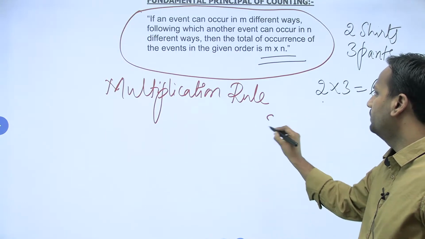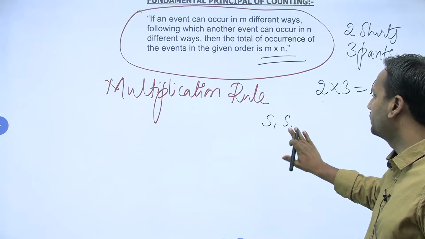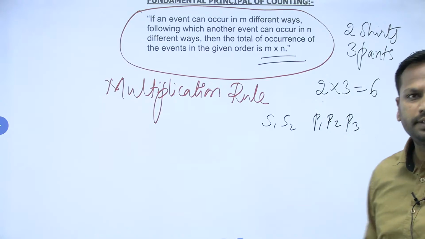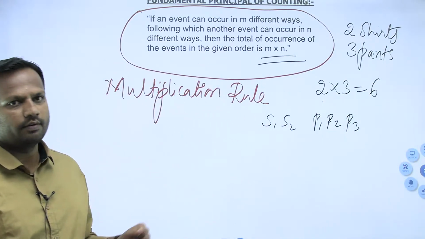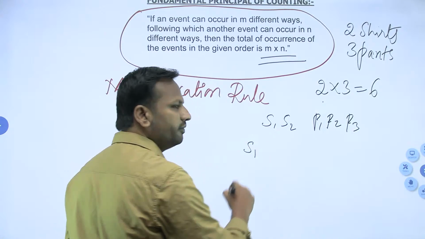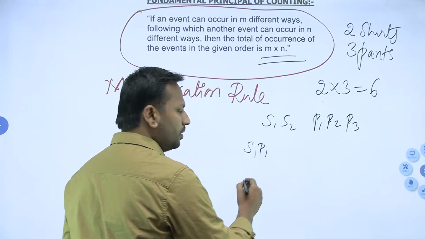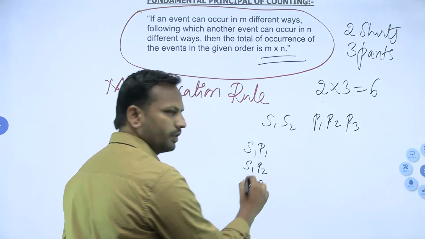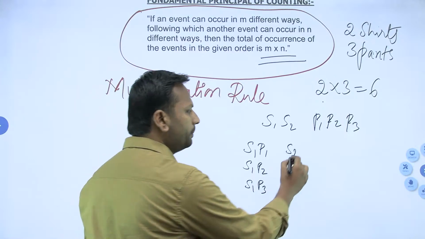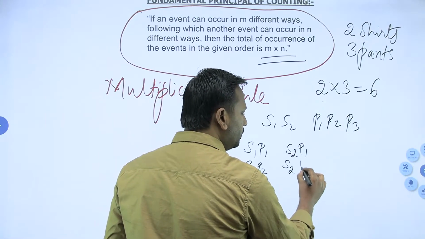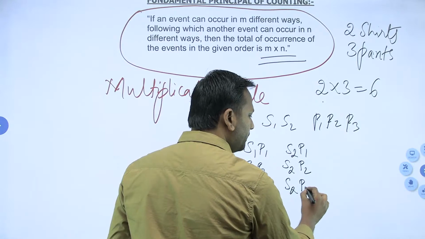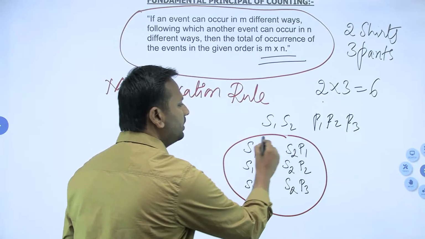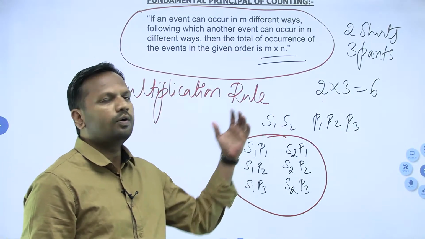Just here, let me take s1 and s2 as the two shirts, and p1, p2, p3 as the three pants. Now what are the ways I can wear this, right? I can wear shirt 1 and pant 1, or shirt 1 and pant 2, or shirt 1 and pant 3, right? Or I can wear shirt 2 and pant 1, shirt 2 and pant 2, or shirt 2 and pant 3, right? So what are the total possible ways? There are 6 possible ways I can wear the outfits here.